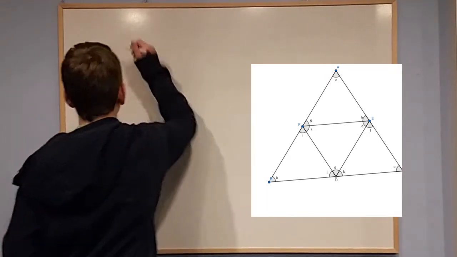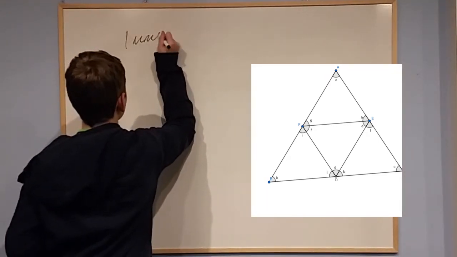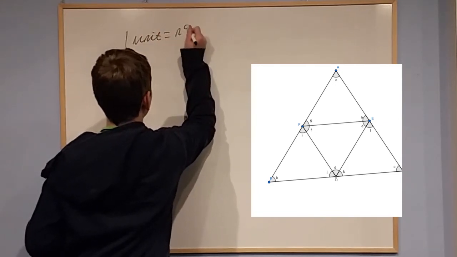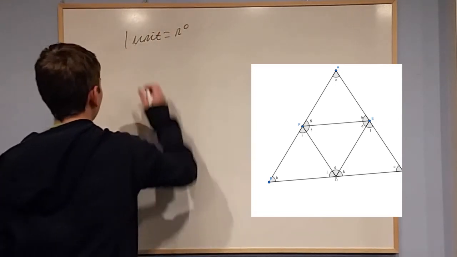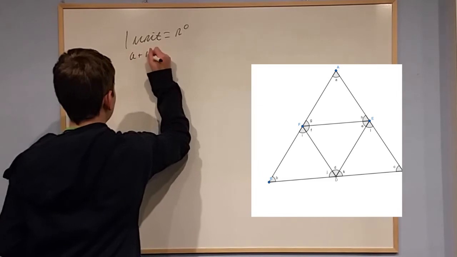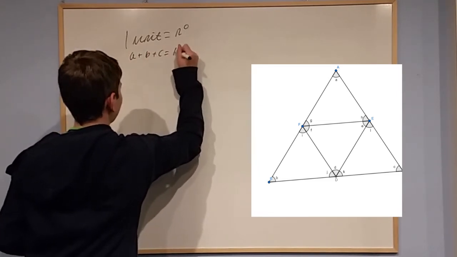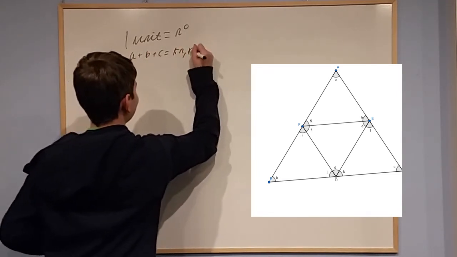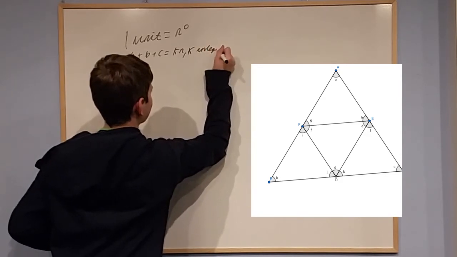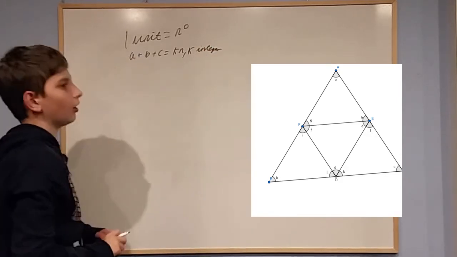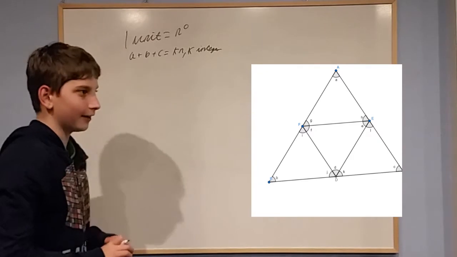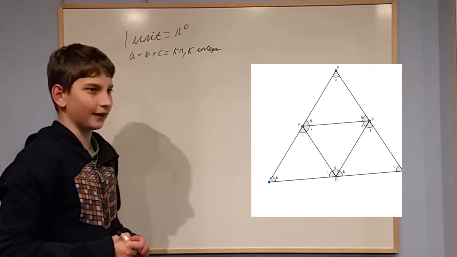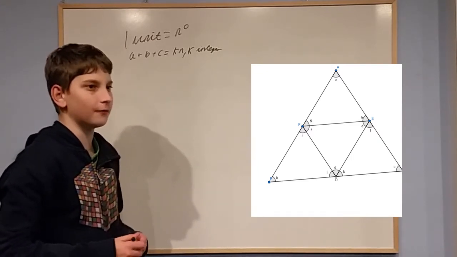Okay, so let's set one unit equal to n degrees. Then A plus B plus C equals kn, where k is an integer, as A, B and C are all integer multiples of n. It's not hard to see that the problem is asking us to find the minimum value of k.